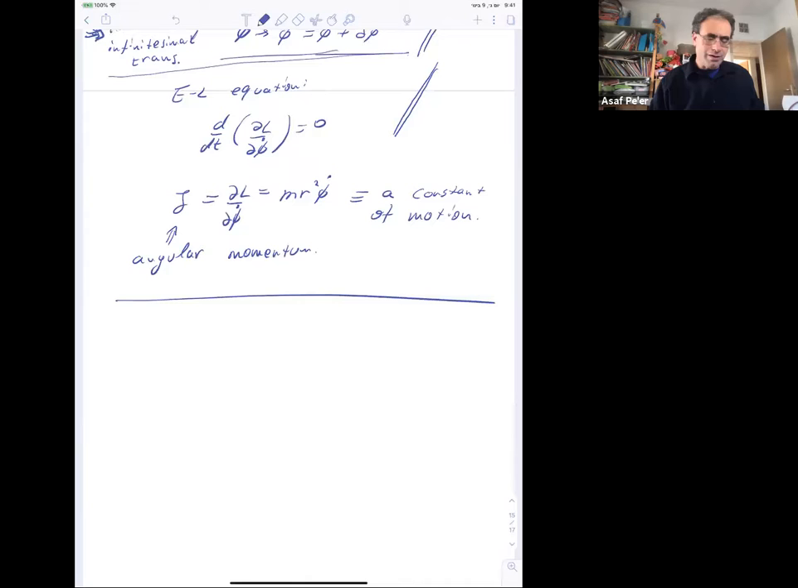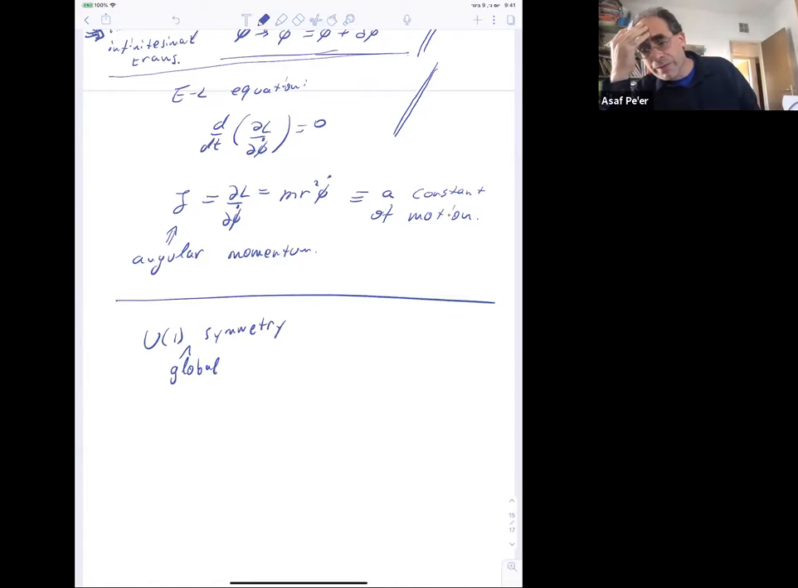So on Tuesday, we're going to do the same trick, but for the Lagrangians for particle physics, right? And we're going to start with several simple symmetries. So the first will be the U(1) global symmetry. We have a U(1) symmetry. It's going to be global. That's going to lead us to conservation of the electromagnetic charge.